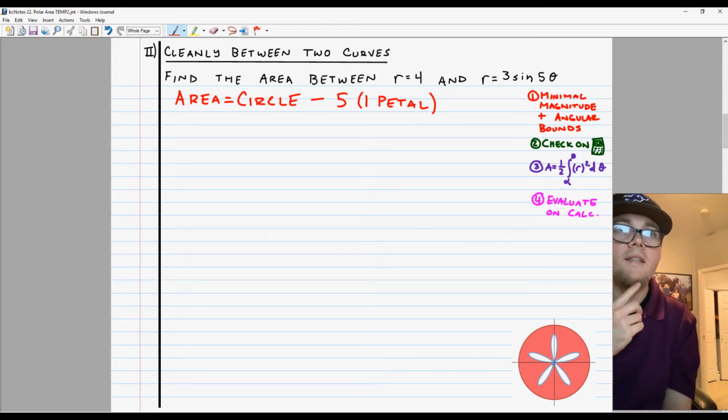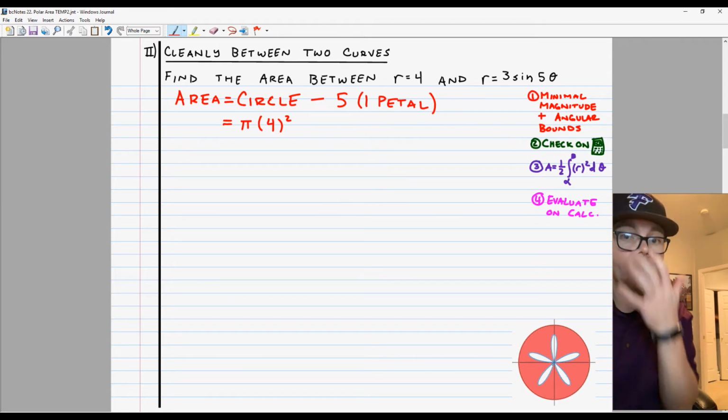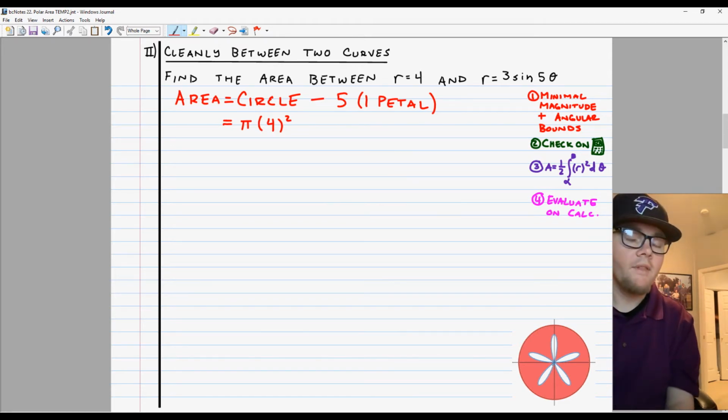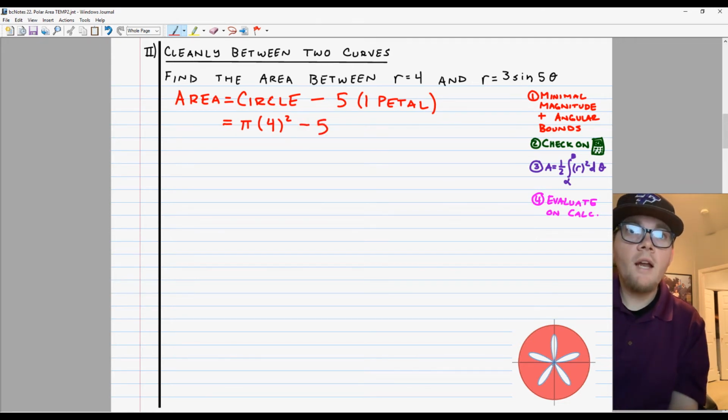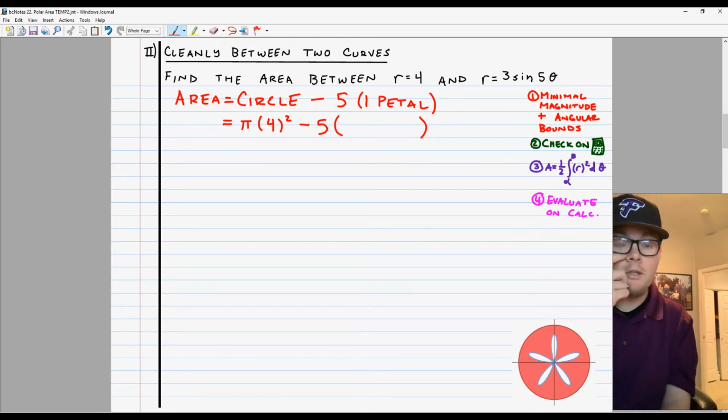And the cool thing here is that when we look at it in this way, the first part of this problem is really easy. The circle has radius 4, and the area of a circle with radius 4 is just pi r squared. So the first part of this problem doesn't require any actual intense work. We already know how to calculate the area of a circle. We don't know who left that note, but we do know the area of a circle. From there, we do know how to subtract 5, but we don't know what the area of a single petal is yet. So our problem now boils down to figuring out the area of a single petal of that particular rose curve.